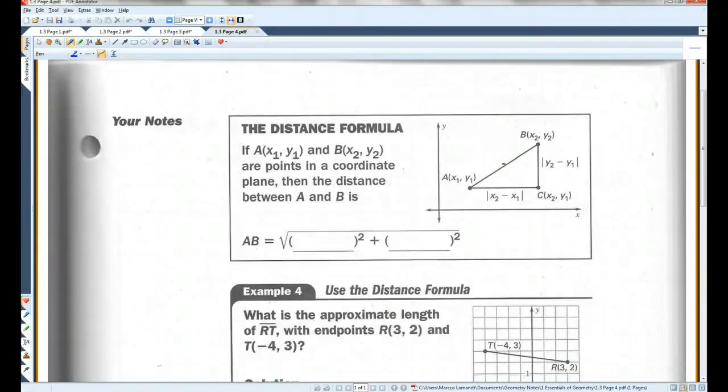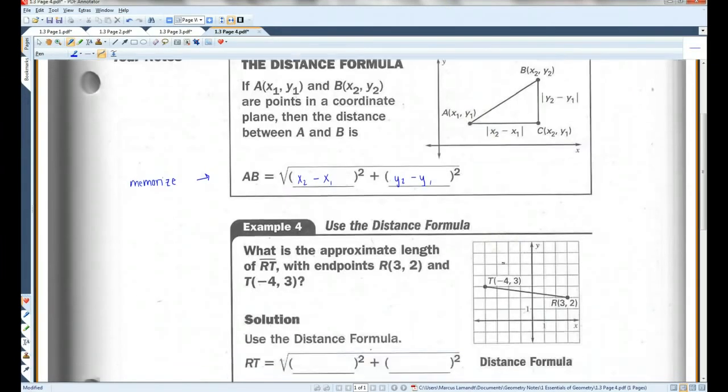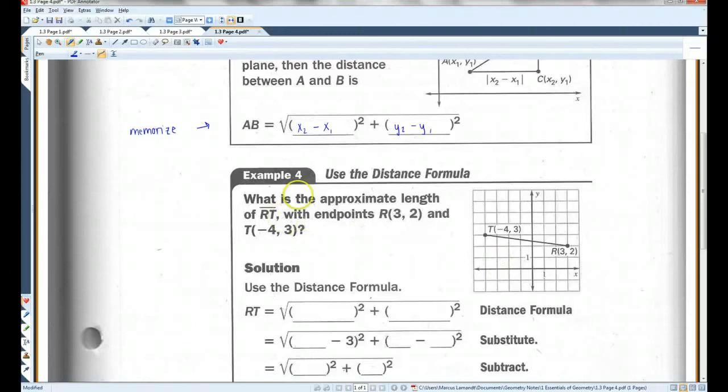The distance formula. Okay, this is another good thing for you guys to memorize. Okay, AB is the square root of x2 minus x1 squared plus y2 minus y1 squared. Okay, so let's do an example. What is the approximate length of RT with endpoints 3, 2 and negative 4, 3?